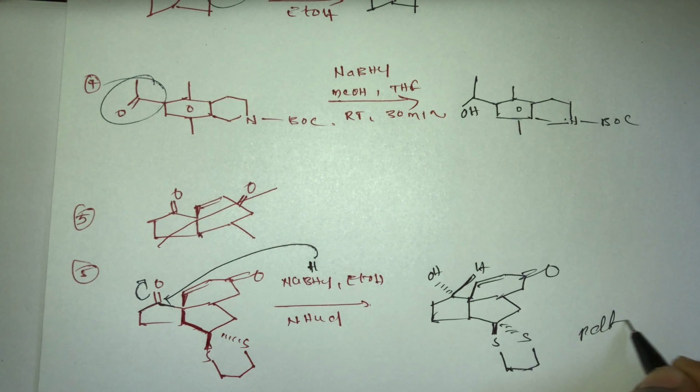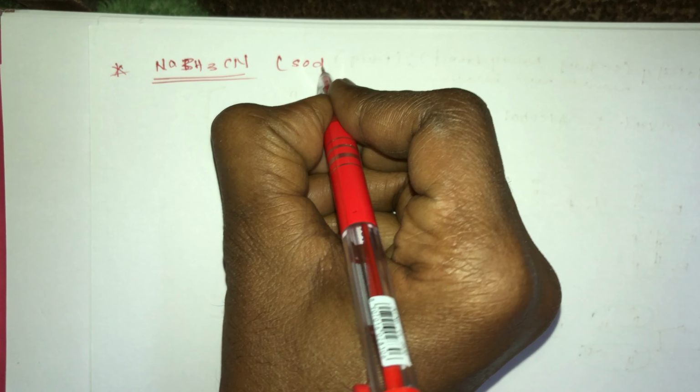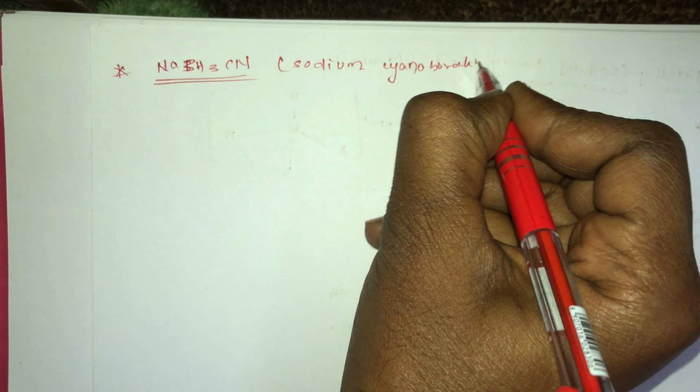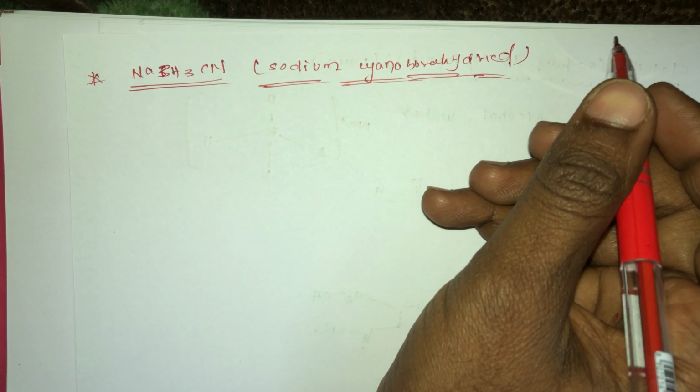This is our product. So this reaction is called sodium borohydride reduction. And once again one more reagent, sodium cyanoborohydride. What is sodium cyanoborohydride? It is also a boron derivative. So why are we using this sodium cyanoborohydride, NaBH3CN? It is also a selective reduction, but it is a bulky reagent, right?